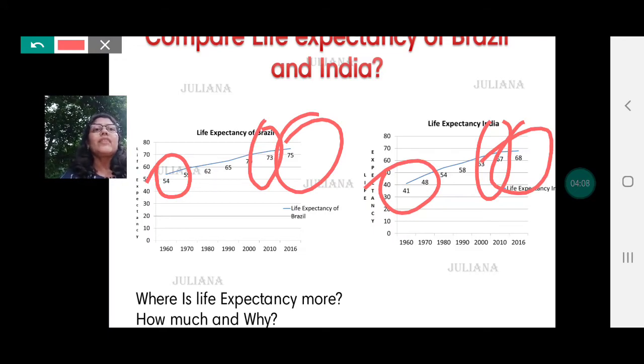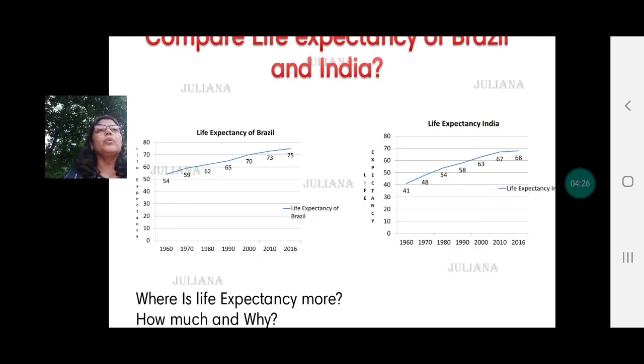Now, where do you find more life expectancy? Definitely in Brazil. How much? Say in 2016. Now when we have to take a particular year, in 2016 in Brazil it was 75 years, while in India in the same year it was only 68 years. Though both the countries are showing improvement in life expectancy, yet in India the life expectancy is still low compared to Brazil. Could you tell some of the reasons for it?